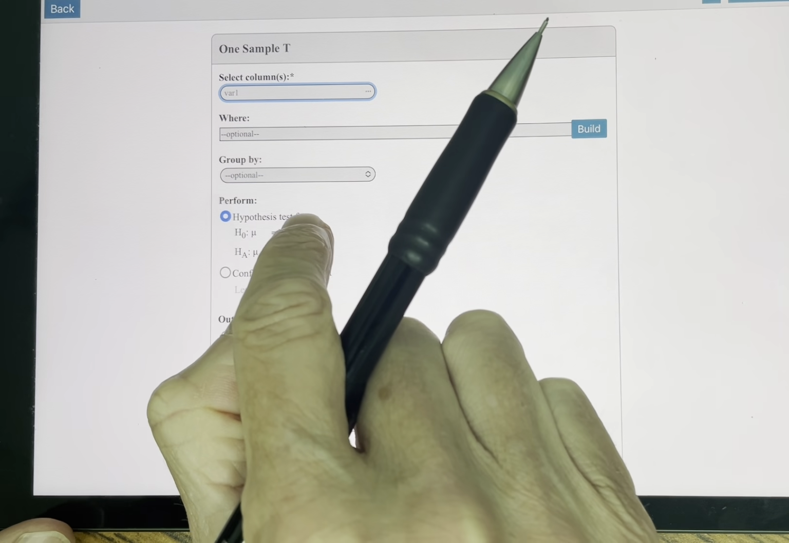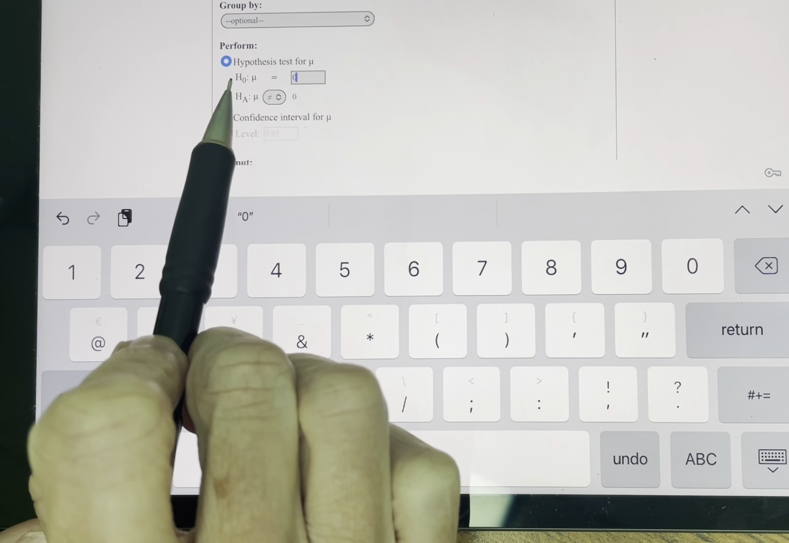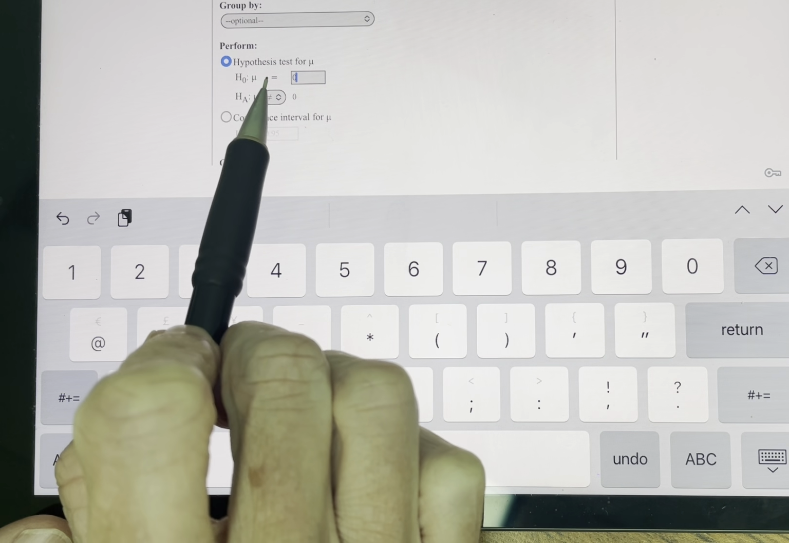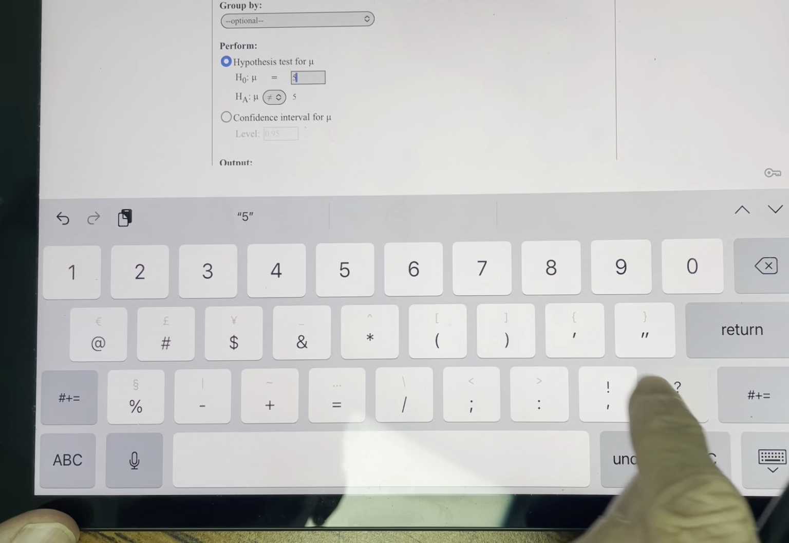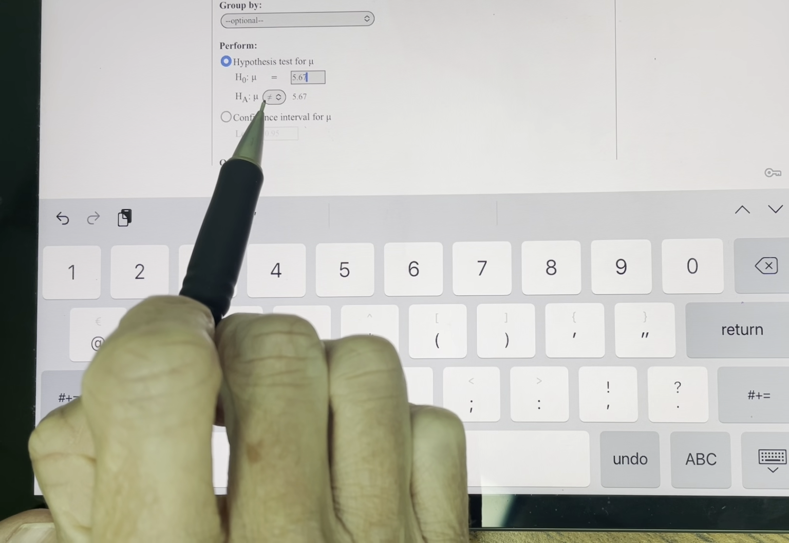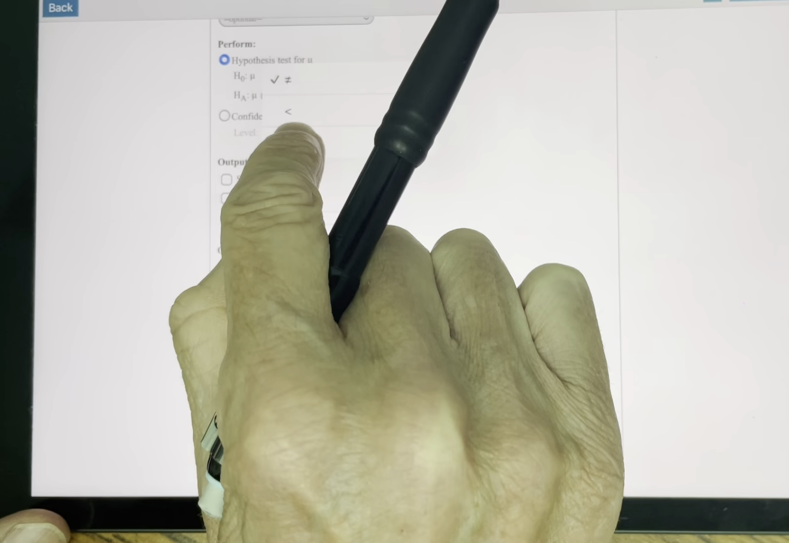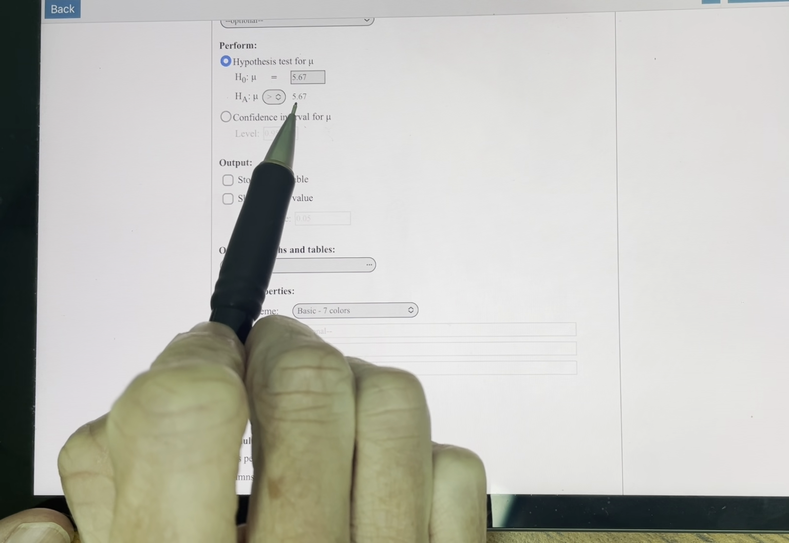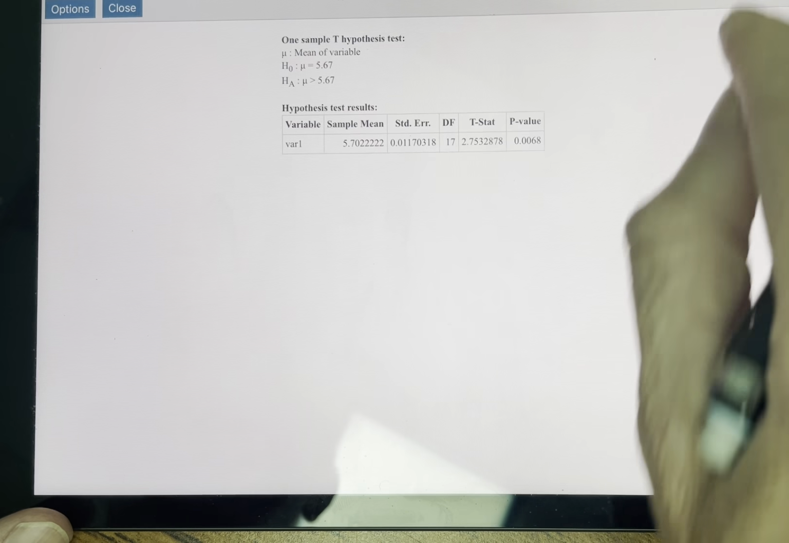Remember, our null hypothesis is always one of equality, and we have 5.67. In this case, it defaults to not equals. Well, we want greater than, so I'm going to choose greater than, and it automatically fills in 5.67. Now we can compute.